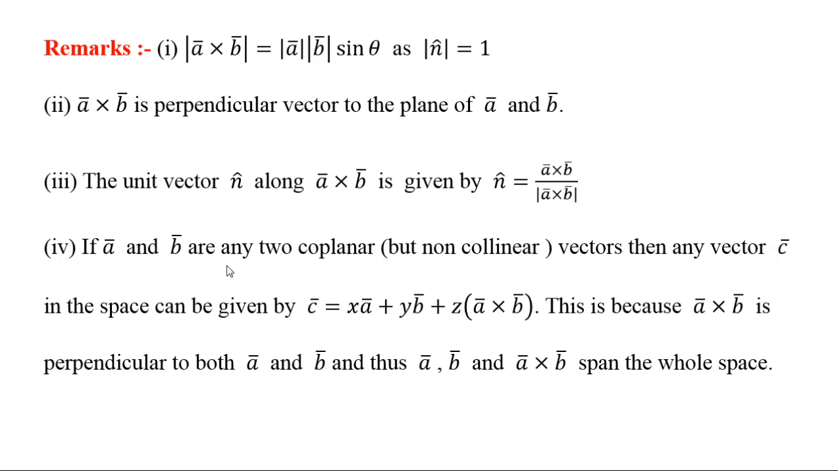If A bar and B bar are any two coplanar but not collinear vectors, then any vector C bar in space is given by X A bar plus Y B bar plus Z times A cross B, because A cross B is not coplanar with A bar and B bar, because A bar cross B bar is perpendicular to them. Okay.